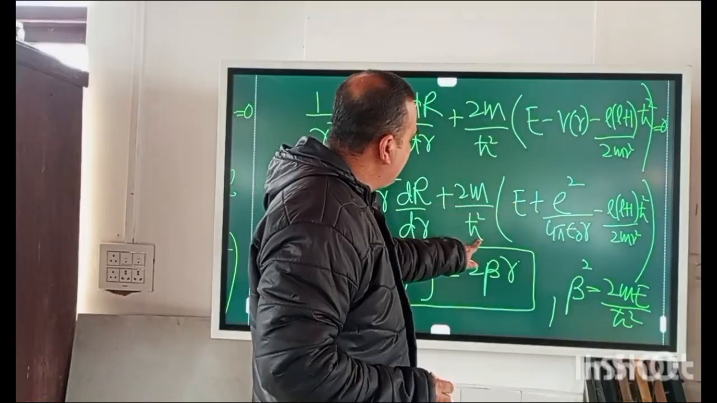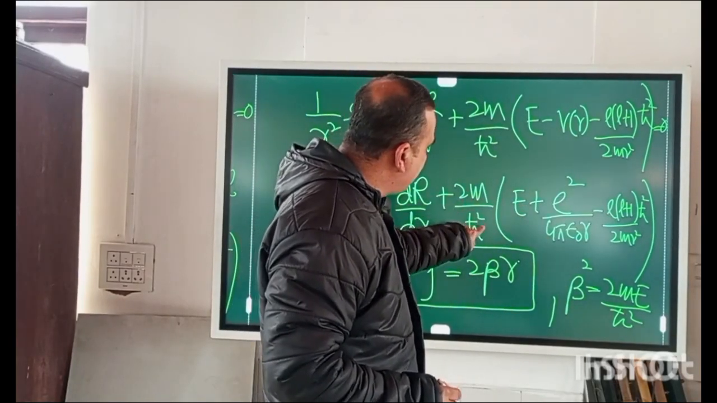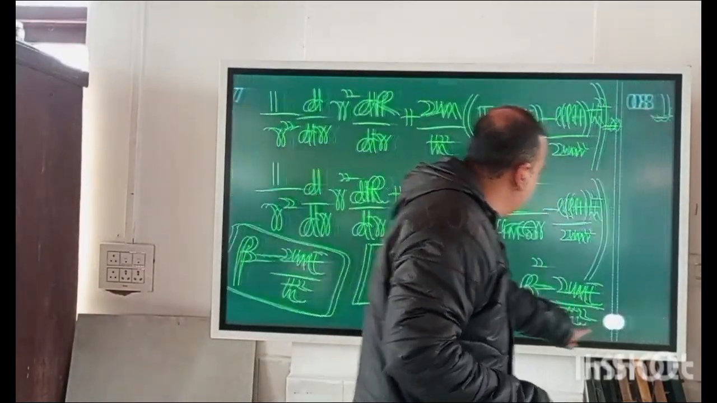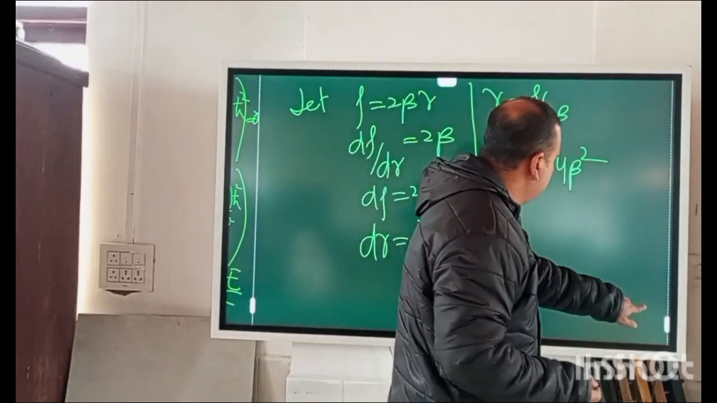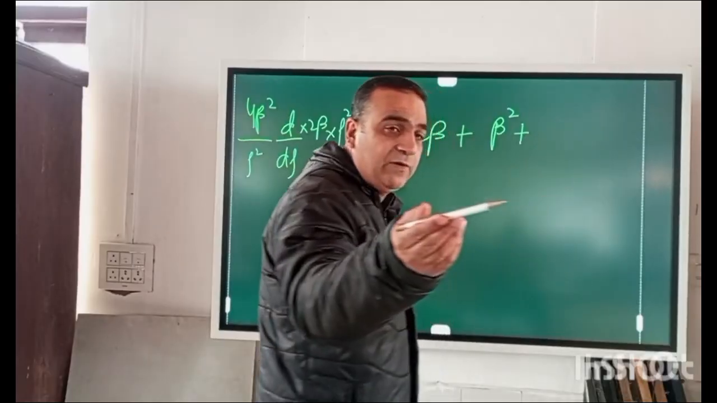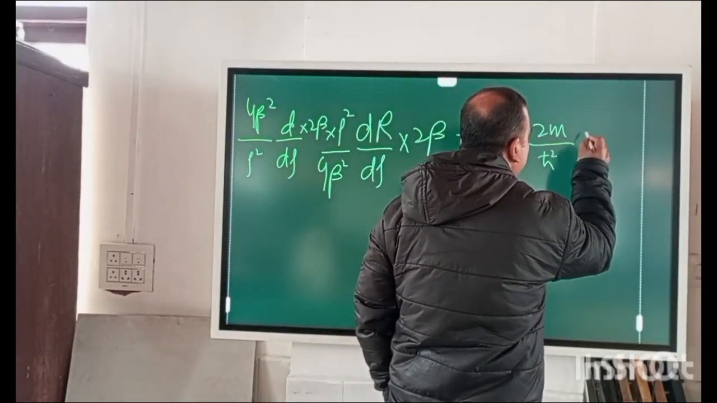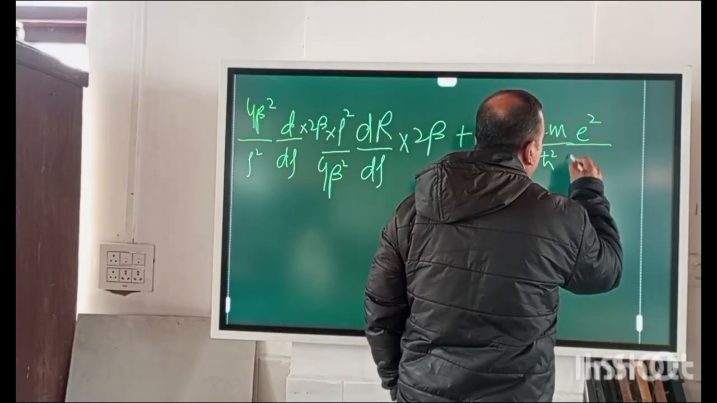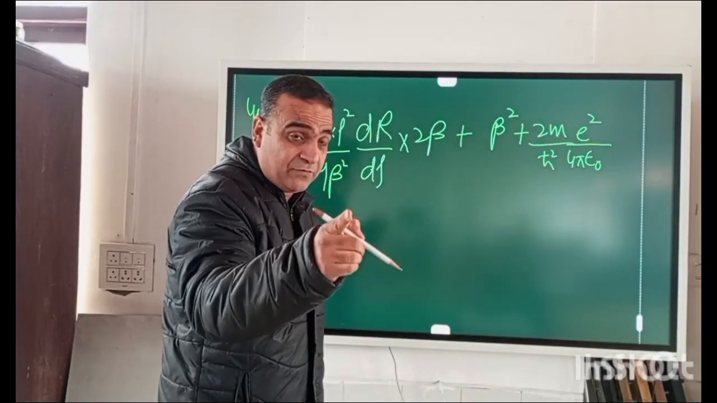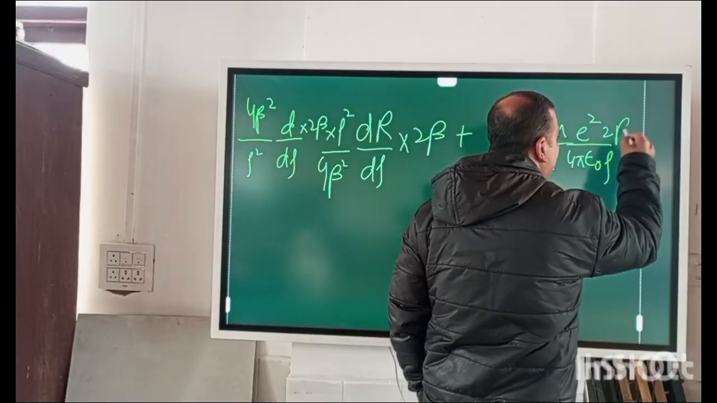So this term is your first term, 2m by h bar square e. The second term will be what? 2m by h bar square times this. So you can tell me now. Tell me all the terms now. What will that be? It will be 2m by h bar square, then e square by 4 pi epsilon naught r. What is r in terms of rho? That's rho by 2 beta. So it is rho here and 2 beta up.